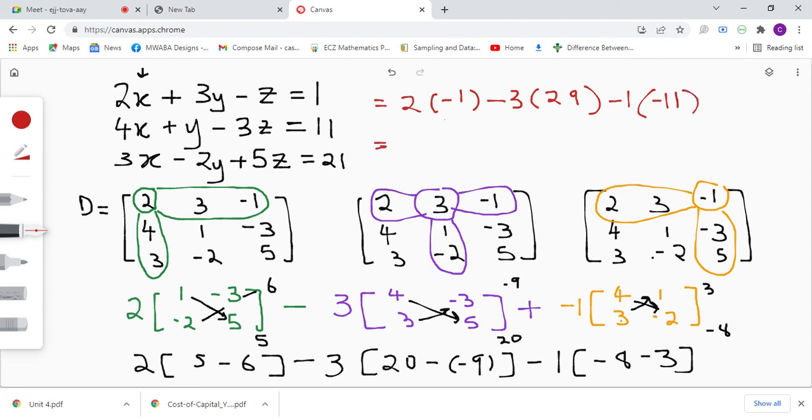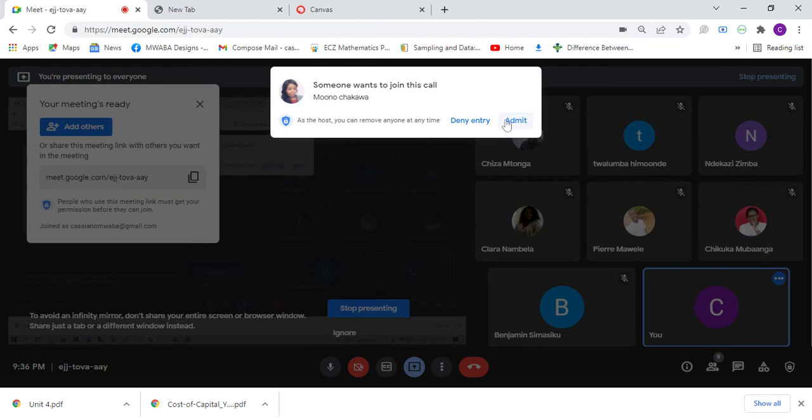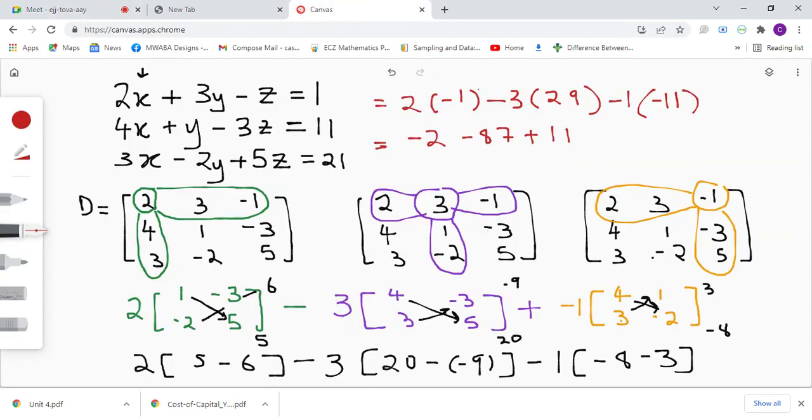Right, then we're going to say 2 times negative 1, that's negative 2. Negative 3 times 29, that's negative 87. Negative 1 times negative 11, that's positive 11. So we'll say negative 2 minus negative 87, we get negative 89. Plus 11, we're going to get negative 78.